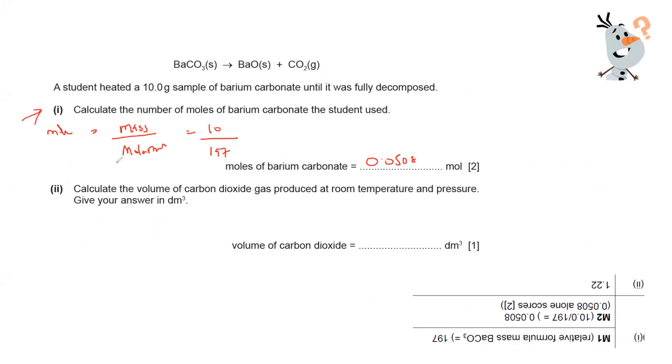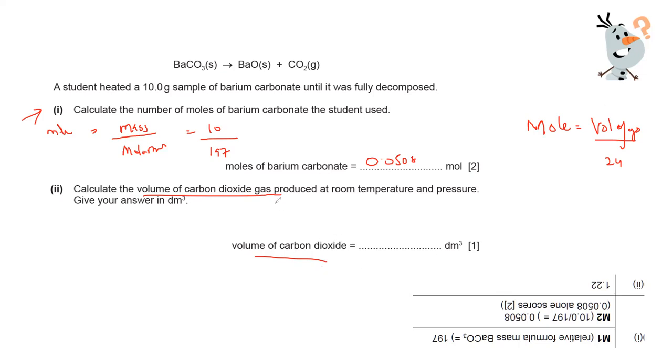Now about the second part, we have to calculate the volume of carbon dioxide gas. So there is a formula which relates the volume of the gas. And what is that formula? That formula is moles equal volume of the gas divided by 24. That is a formula which relates moles with volume. So we need the volume of carbon dioxide, but we don't have the moles of carbon dioxide. So first we have to find the moles of carbon dioxide, and from moles of carbon dioxide we'll get the volume of carbon dioxide.